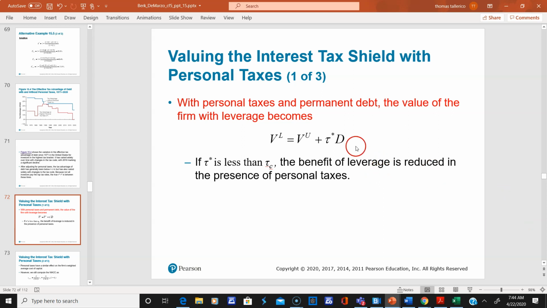So with personal taxes, now this includes personal taxes and permanent debt, the value of the firm's tax advantage with debt, with leverage, becomes this equation.